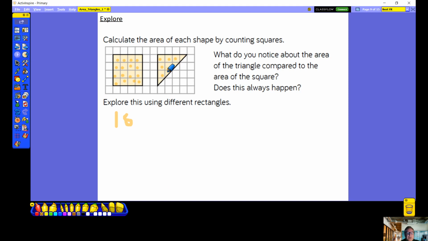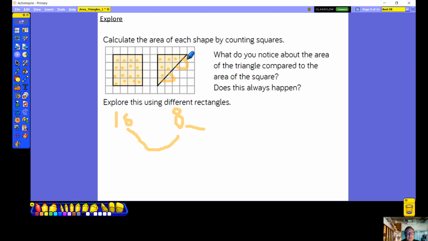What was this one? 1, 2, 3, 4, 5, 6, 7, 8. What do you think? 8. Remember, centimeters squared. Now, how do these two relate? What do we notice?